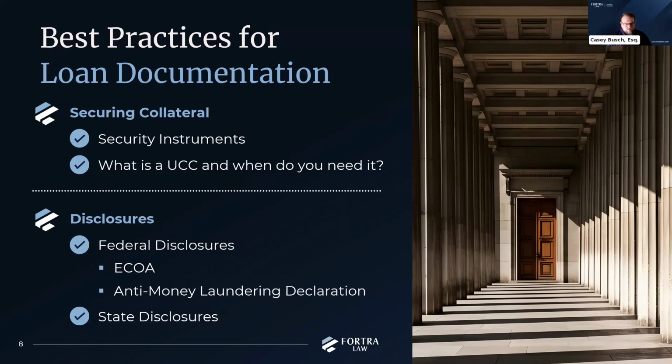Moving on to disclosures, there are many disclosures. Like Laine was hinting at, each state has its own requirements, so there's going to be a lot of state disclosures. But there's two federal disclosures that you generally want to see in your document set. One of them's technically a declaration, but the first one we're going to talk about is the ECOA disclosure. It's the Equal Credit Opportunity Act.